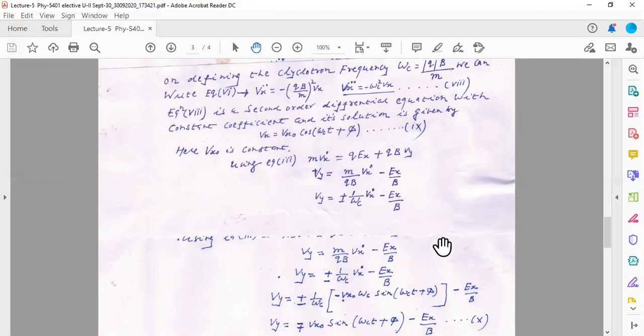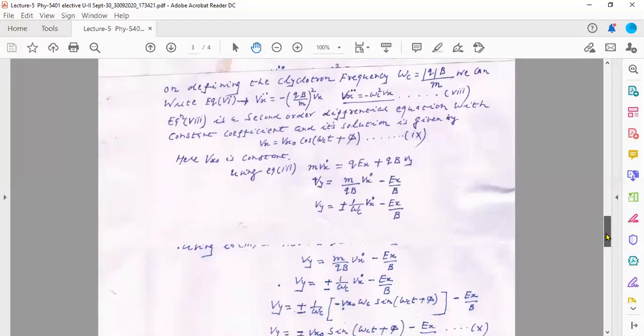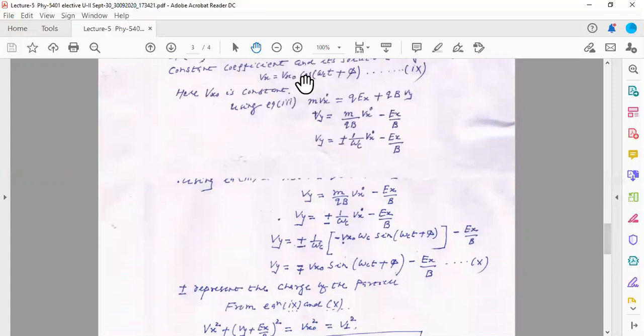You see this Vx is equal to Vx0 cosine of omega ct plus phi. You take the time derivative, that is d by dt of Vx, that is Vx dot. Vx0 is constant, so in differentiation we have Vx0, and the differentiation of a cosine term is a sine term. You will have a minus sine term, right? Because differentiation of the cosine function will give a minus sign. So I differentiate this term here, this is Vx dot.